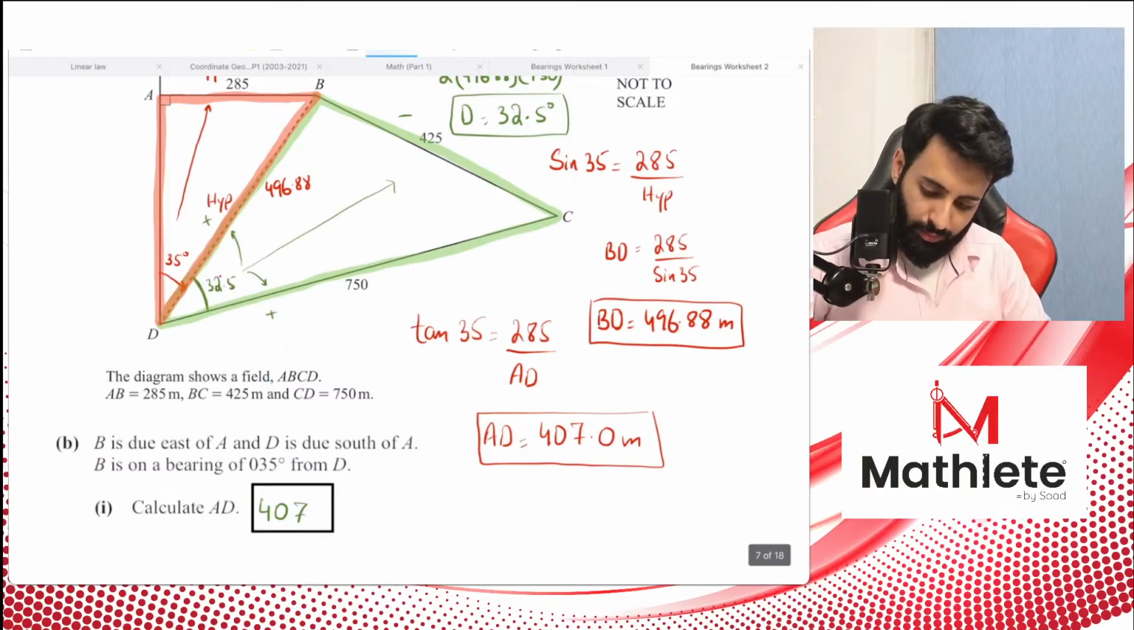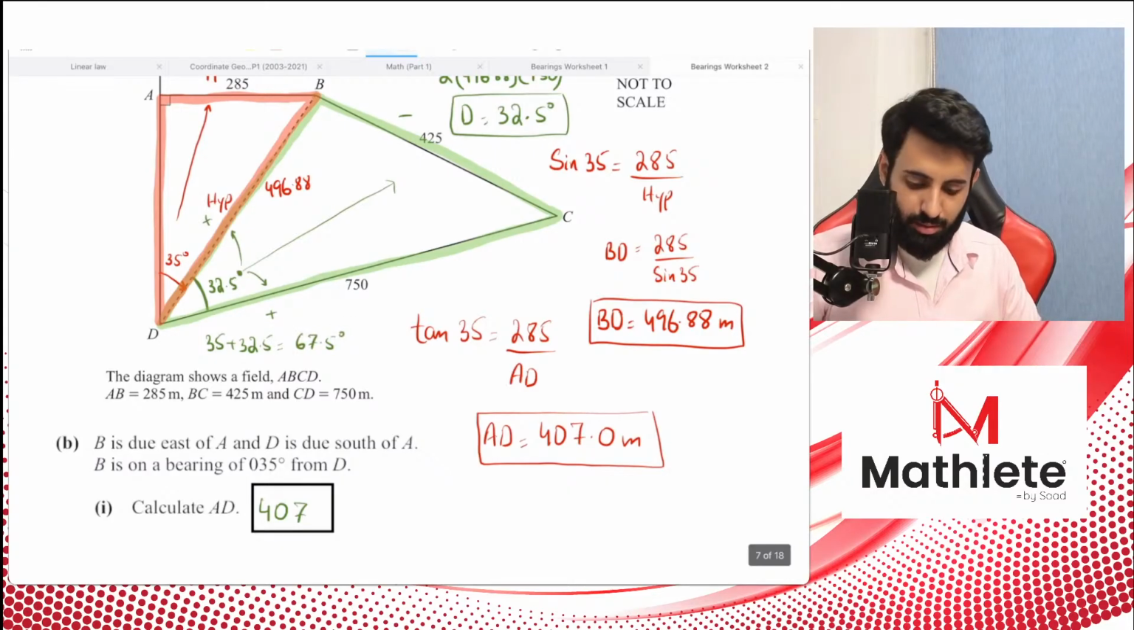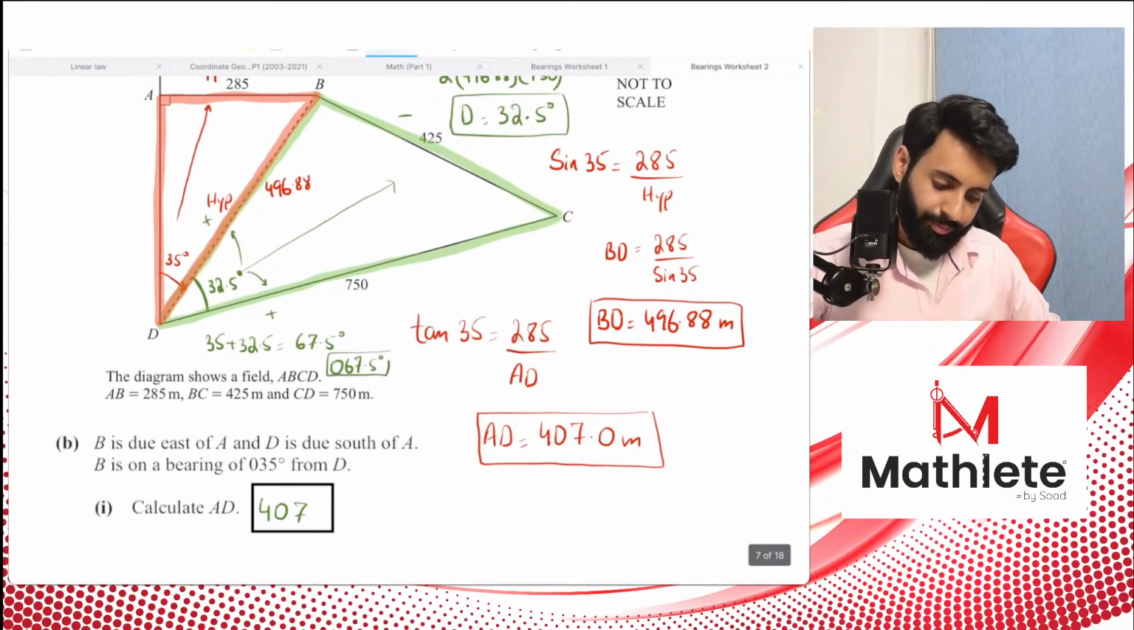32.5 degrees. Okay, now here's what we're gonna do. We're gonna do 35 plus 32.5, and what do you get? You get 67.5, and then make sure to write it as 067.5. Okay, because that was quite a lengthy question.